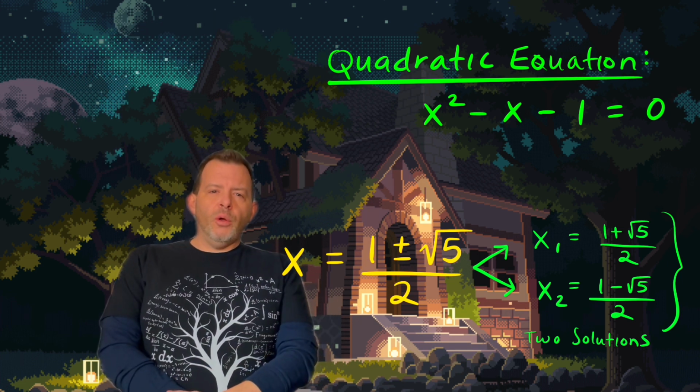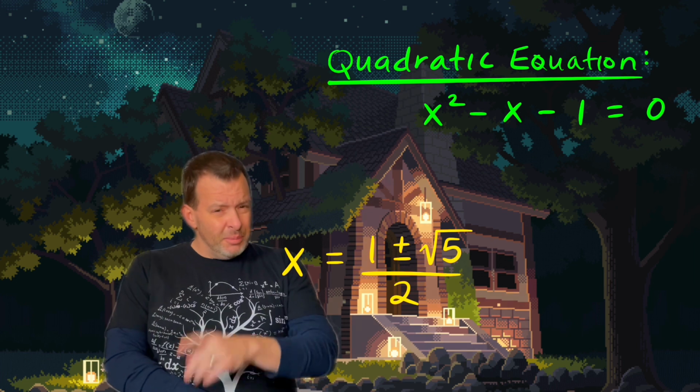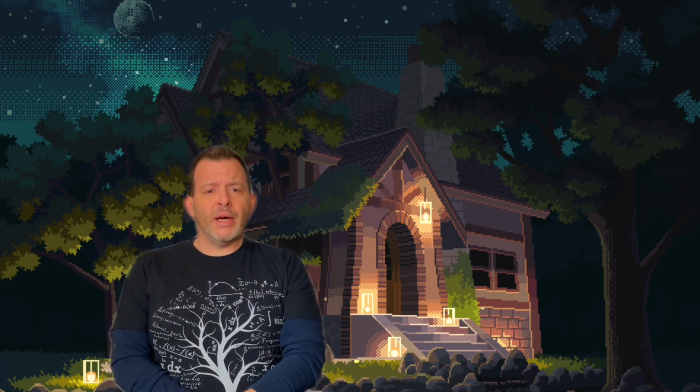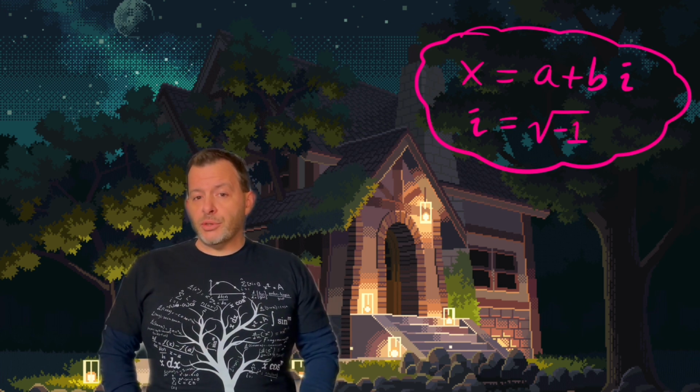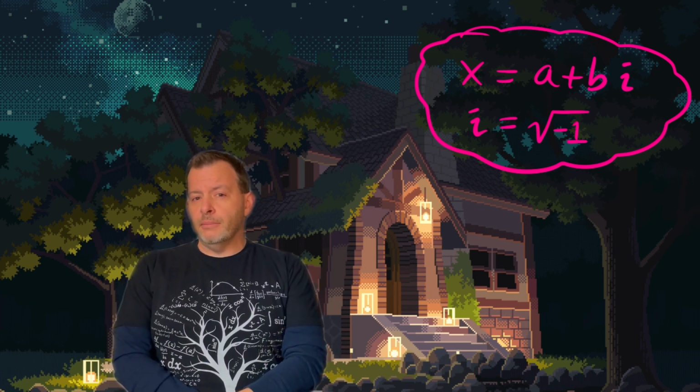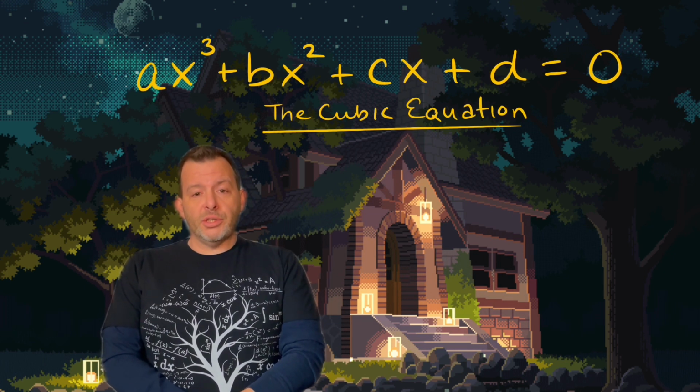Quadratic equations always have two solutions, but sometimes we count one of those solutions twice. And in the event that we say that there are no real solutions, we know that they have two complex number solutions. We'll talk a little bit more about that later. For now, let's consider how we solve a cubic equation.